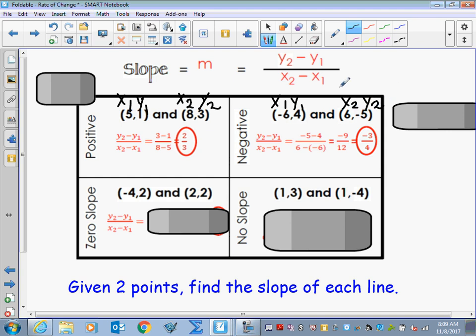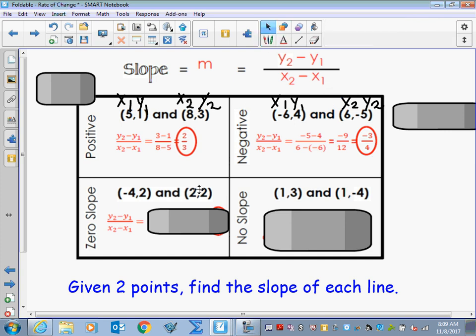So once you identify your 1s and your 2s, just place them in the formula. Make sure your answer is always in simplest form. So you would not leave your answer as -9 over 12. Okay, you would definitely reduce that to -3/4.